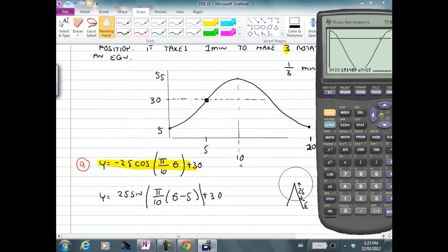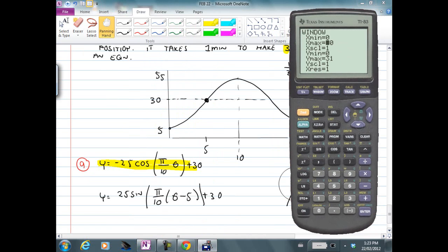My minimum is 0. Max is 20. Okay, no tricks. My Y min, I always like to leave it at 0. Some of you can use 5 if you like, but I like to use it at 0. Y max. See, my Y max is different now. 55. Once you finish that, hit Y equals. And I want you to clear all these equations. Hit clear and hit clear right now. Clear all that out. I want you to plot this in for me under Y1. Take a minute, and I'm going to come around.